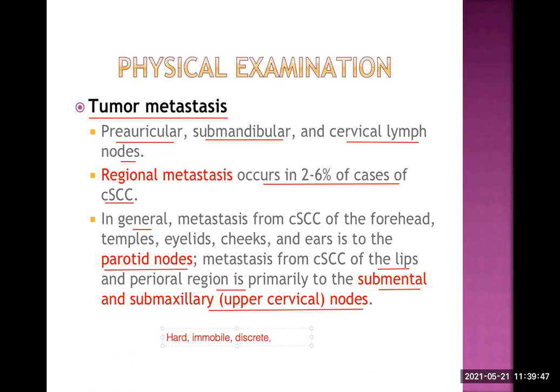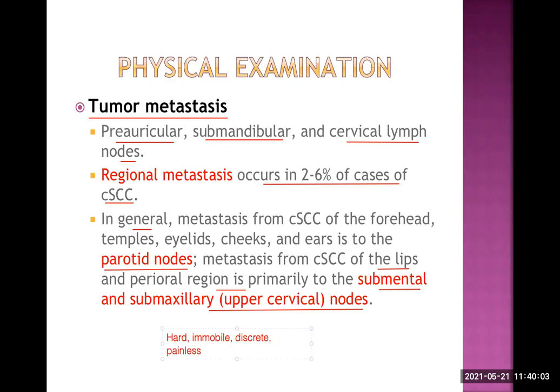Discrete means we can feel them individually. They are not usually matted. Matted lymph node is a feature of tuberculosis. So they are usually not matted. And they are painless.